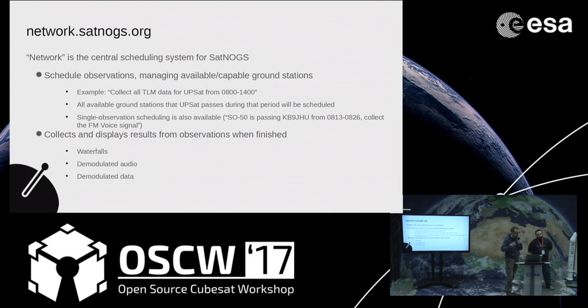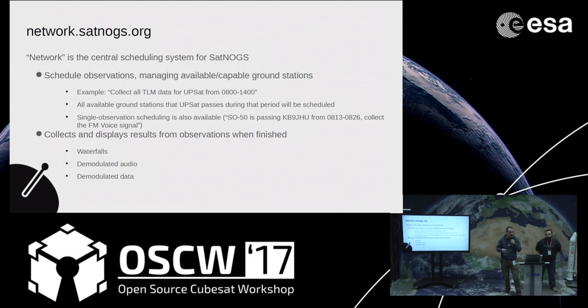And the second part is the network, which is actually the center point where the whole orchestration of the observations happens. So the network, you can think of it as a website where, as a satellite operator, you can choose to schedule an observation for your satellite on various ground stations around the world, as you saw in the map, or the other way around. As a ground station operator, you can see what the next passes of satellites above your ground station are and schedule some observations.